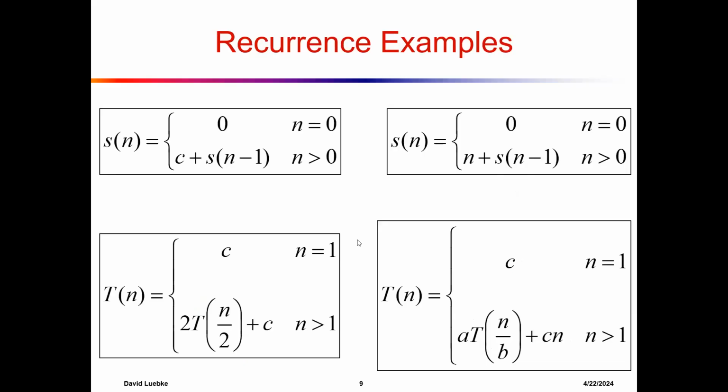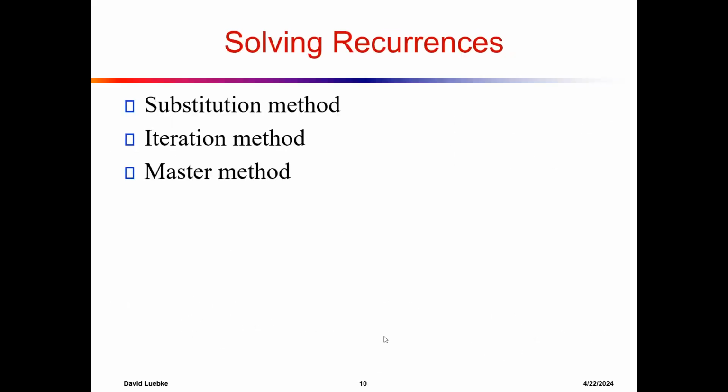Let's take a look and see. The point is that these operations, these recurrent algorithms, can have their running times shown in different ways. If we're solving recurrences, there are different methods: a substitution method, an iteration method, and a master method.